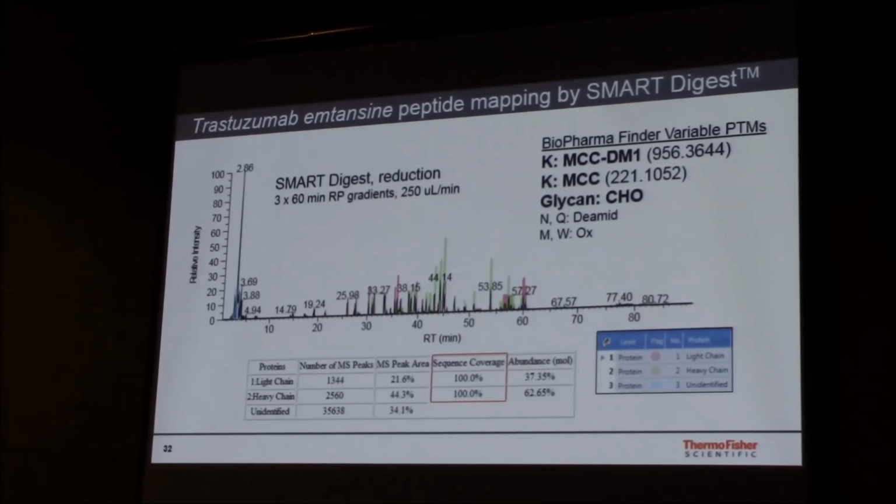So we looked for this. This assignment was based on our intact data. Of course, we looked for glycans as well. So this was 3 gradients, 60 minutes. We used the smart digest in this case and reduced at the end. We got 100% sequence coverage on both the light and heavy chains.